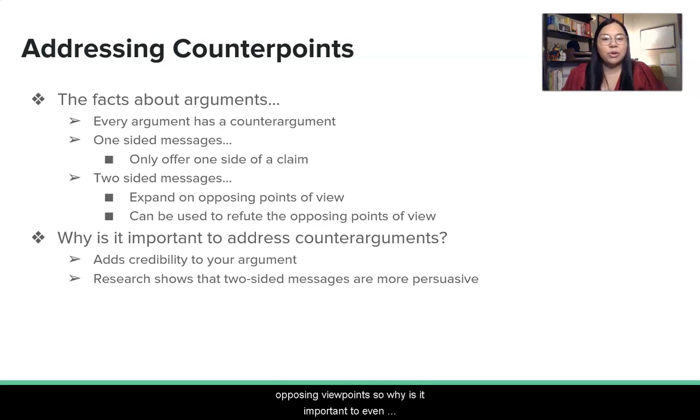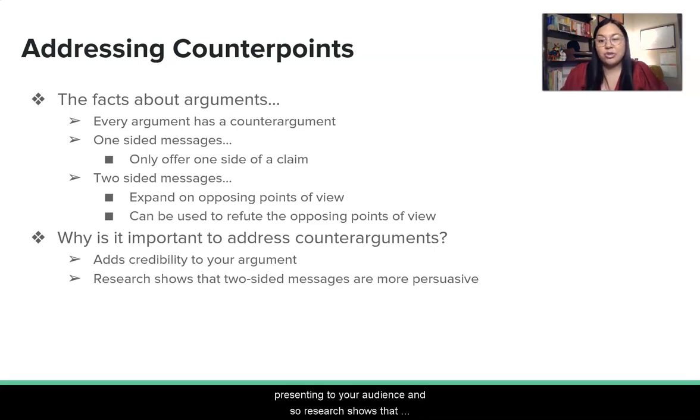So why is it important to even address counter arguments? You might be asking, isn't it more effective just to focus on the argument that I'm trying to make? Research shows that that's not always the most effective means of argumentation. Whenever you address the counter arguments in a debate or in a persuasive speech, you add credibility to your own argument because you are acknowledging that it's more than just your point of view. It's more than just this point of view that you're presenting to your audience.